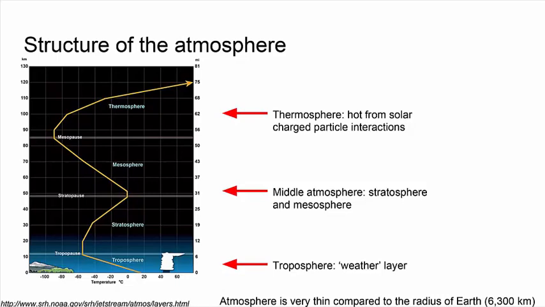But for these lectures, we don't really have to consider the mesosphere and the thermosphere. We'll be focusing on the troposphere and the stratosphere, because that's what's important for climate. Another thing to note is the atmosphere is very thin compared to the radius of the Earth. Going from 0 to 130 kilometers, well, the radius of the Earth is around 6,000 kilometers, so it's very small by comparison.